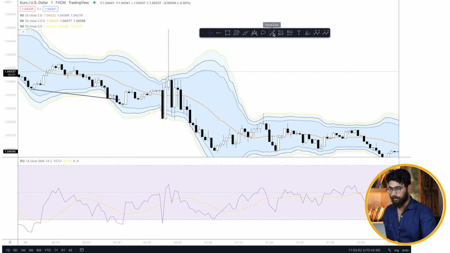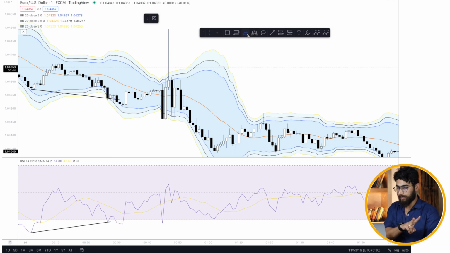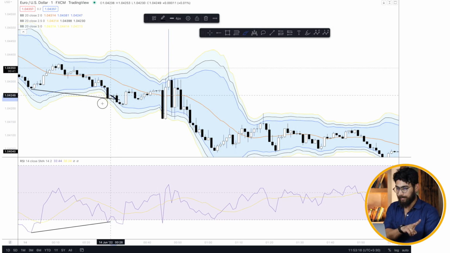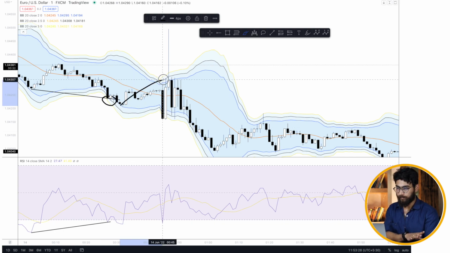But if we connect the starting point to this, you can see how the RSI created a higher low instead. So we have two important things: a lower low at the Bollinger Band and divergence created by RSI below this level or on this level. And so after that, the price moved up. So this is the simplest strategy with very high win rate.